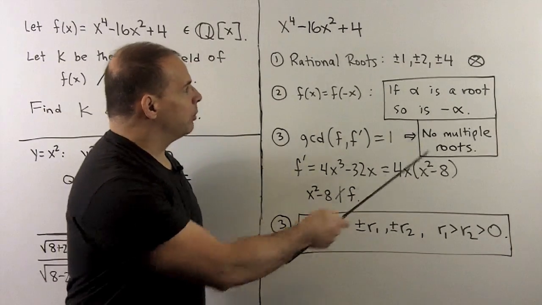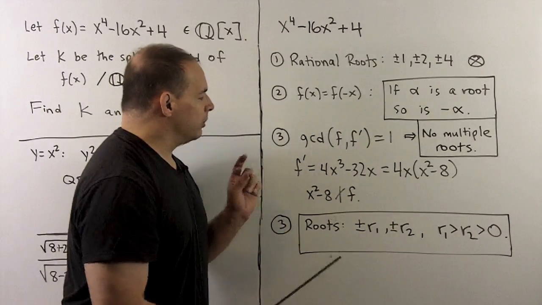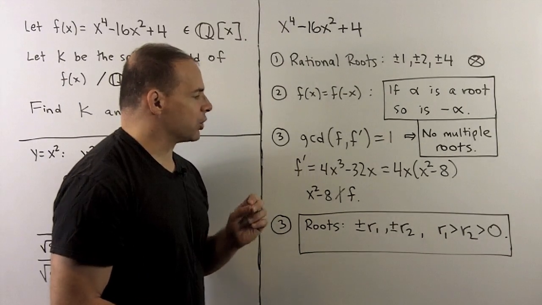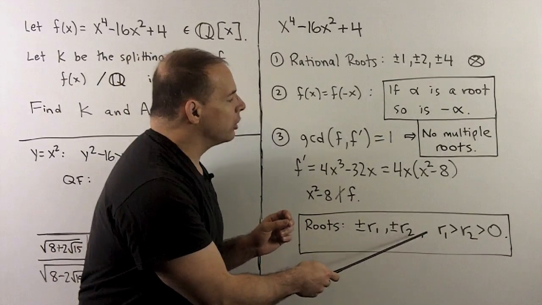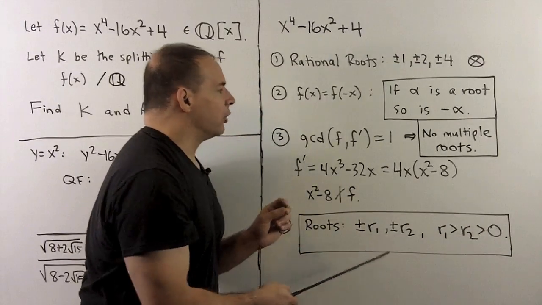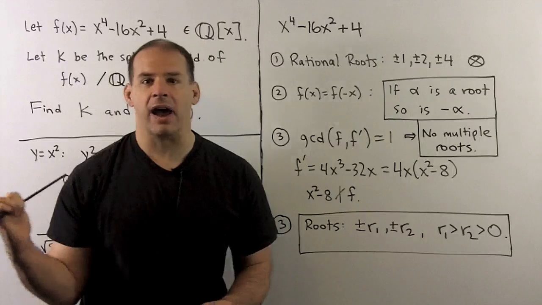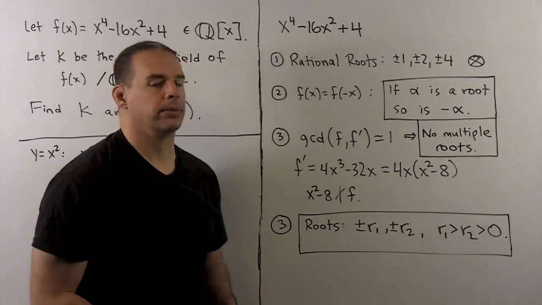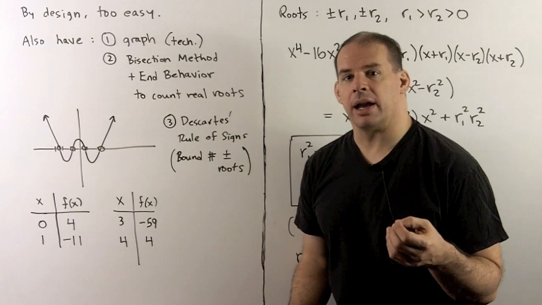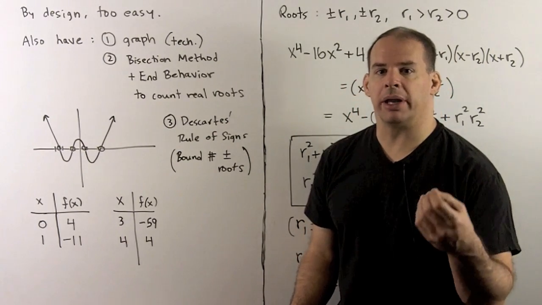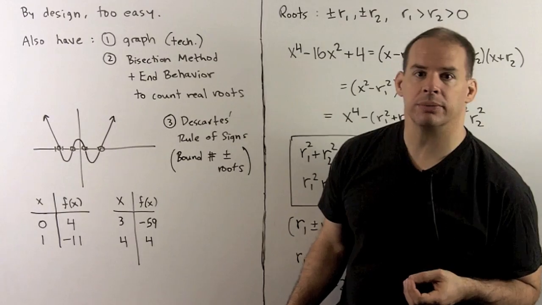Finally, we put this together. The roots are going to be distinct. So we have plus minus r1, plus minus r2. I'll choose r1 greater than r2, and both of these will be positive. Now you'll note with the solution we've already found, all of these properties check out. By design, this problem's too straightforward. There are other techniques we can bring in to control the behavior of the roots.